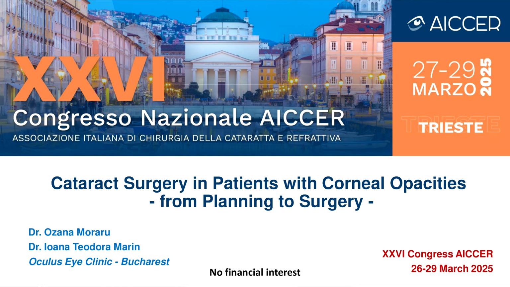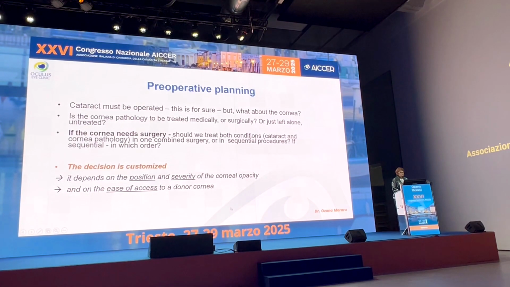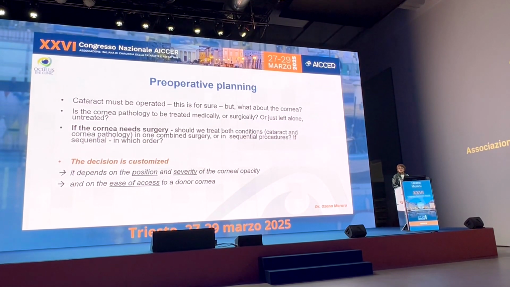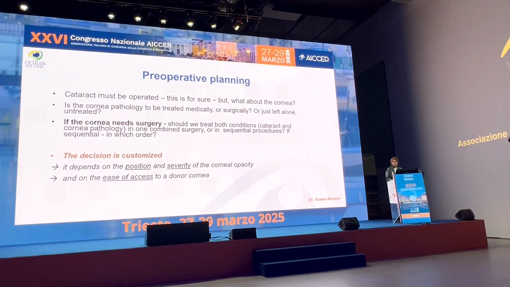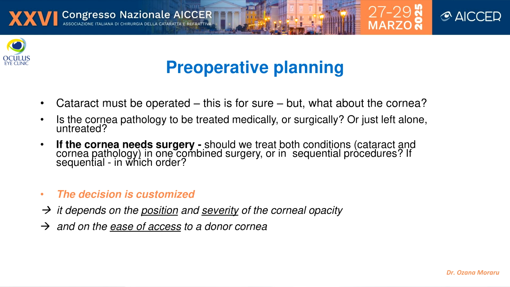I'm going to talk about cataract surgery in patients with corneal opacities, from planning to surgery. For sure, when you have these two pathologies, corneal opacity and cataract, you need to deal with them. And for sure, the cataract is for surgery. But what about the corneal opacity? Should we perform surgery? Maybe it's not in the stage for surgery. But if the cornea needs surgery, should we treat both conditions in the same surgery or in sequential procedures?